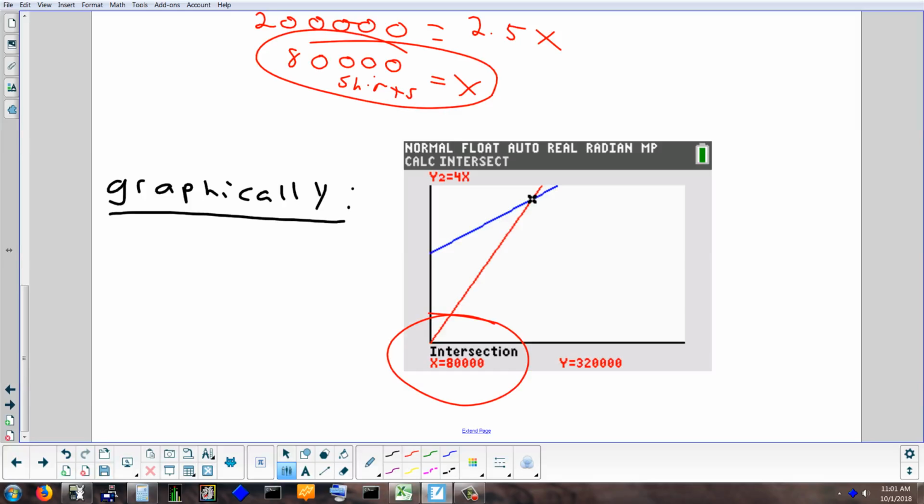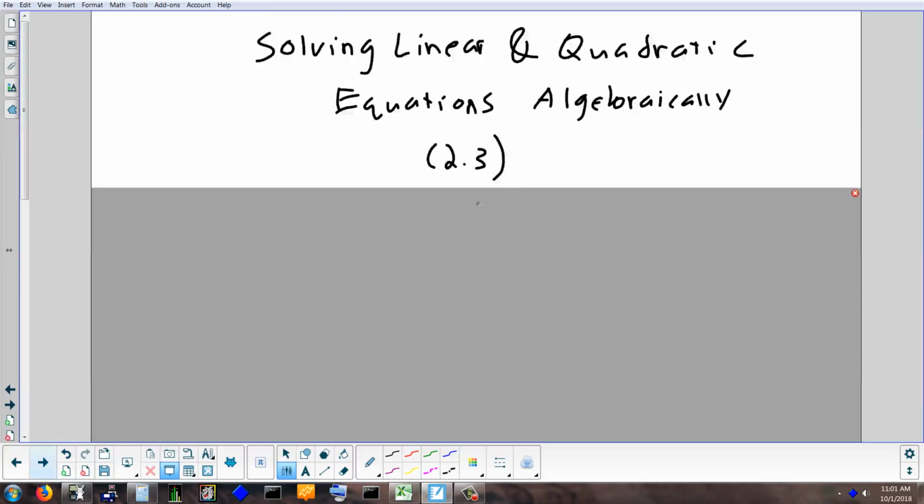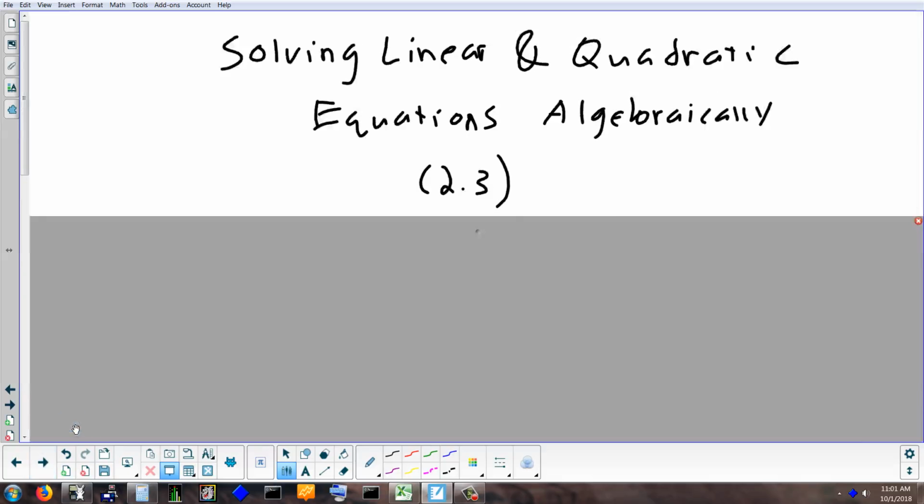Okay, so that part pretty straightforward. Great. So we'll spend the rest of today looking at section 2.3, which is on solving quadratic and linear equations with algebra. So we won't do as much with the graphing calculator for the rest of today. We pretty much just saw everything we're really going to use it for.